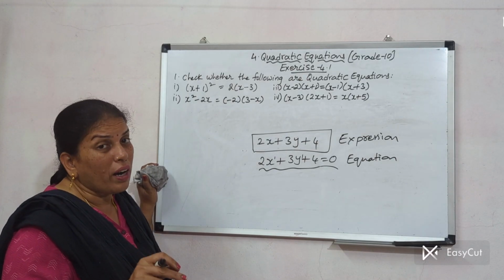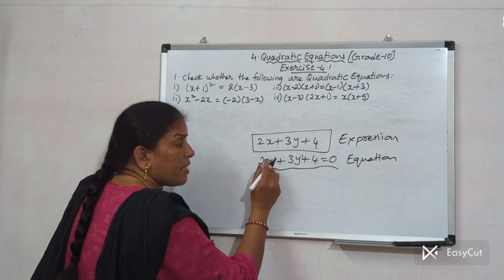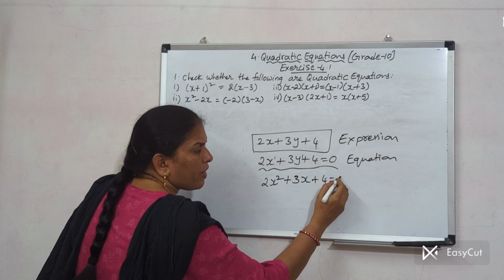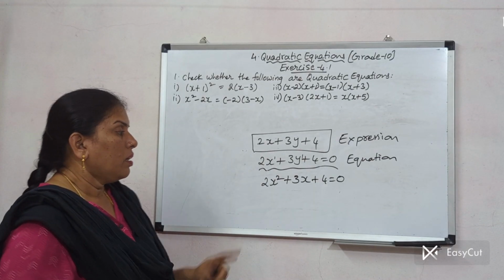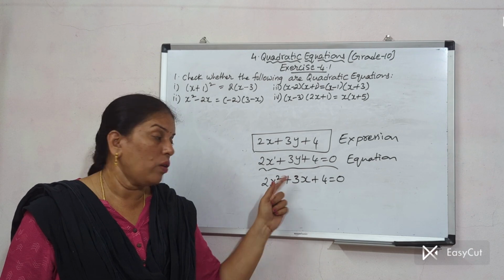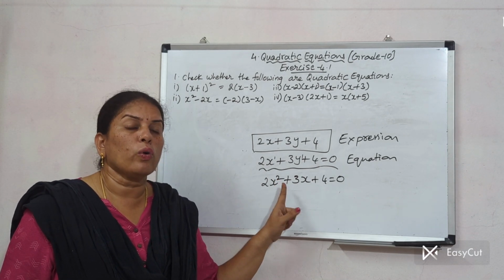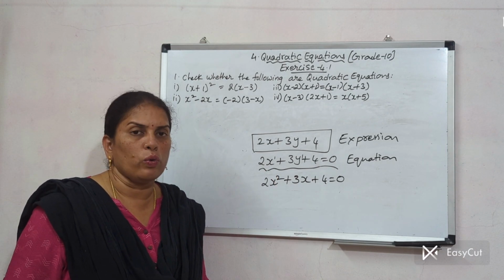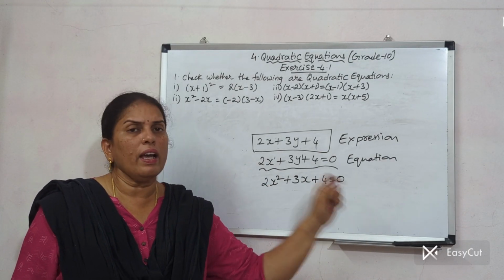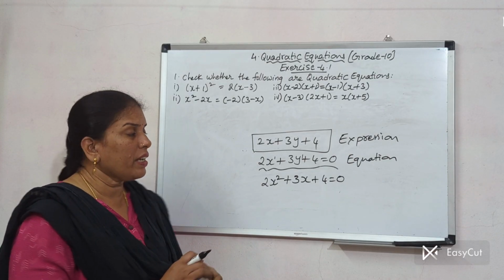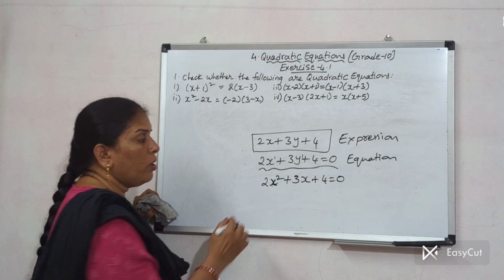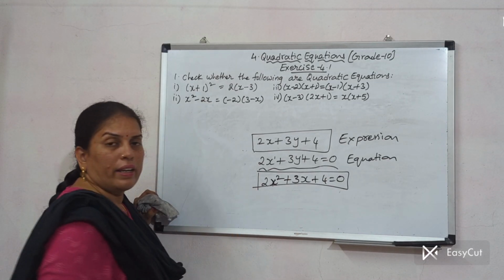Now, what is a quadratic equation? See, the expression 2x square plus 3x plus 4 equal to 0. See here, 2x square plus 3x plus 4 equal to 0. You must have the same variable and the power must be 2. It is compulsory that the exponent of the variable must be 2. Then we will call it a quadratic equation. See here, x square. What is the exponent of x? 2 is the exponent. So, this is a quadratic equation.